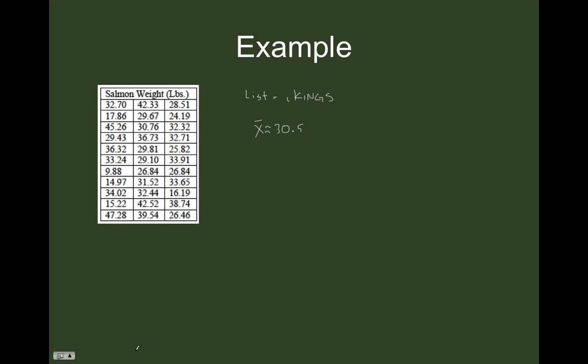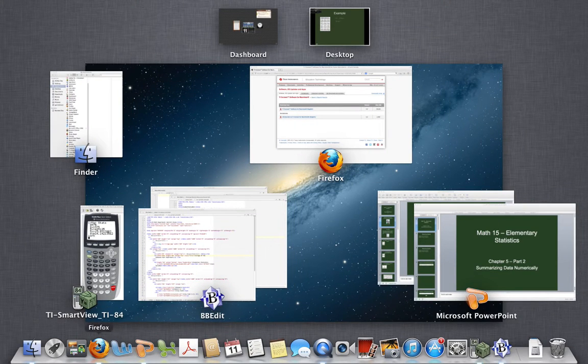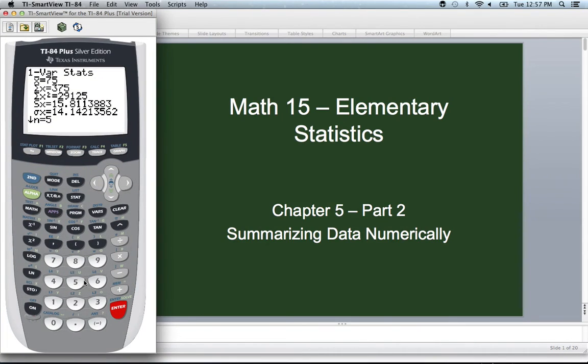Okay, so let's go back to the calculator again. This time I'm going to do one var stats again. Now here's a shortcut. I could go stat, calculate, one var stats like I did before. The shortcut is just to go second, enter. That brings up the last command. So I'll move my cursor back and replace L2 with list KINGS, second, stat for the list menu.